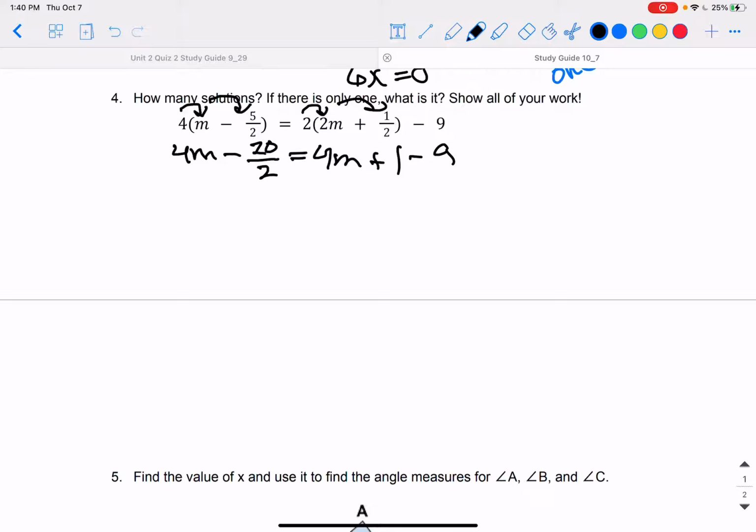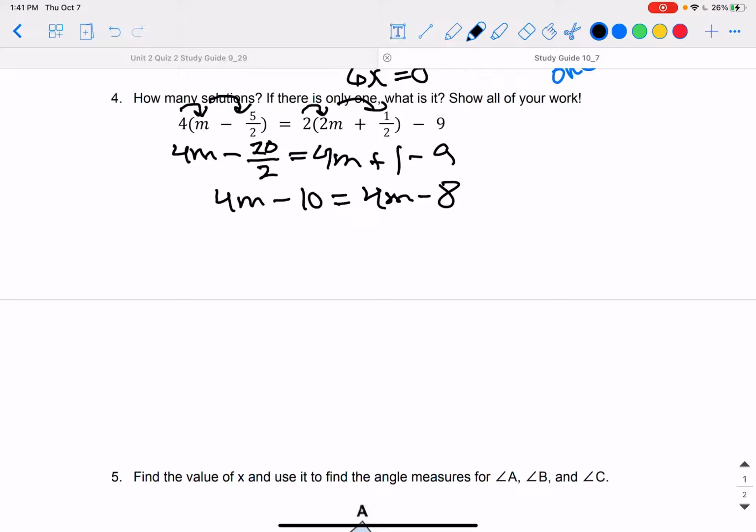So 20 over 2 I know is 10. So we have 4m minus 10. Don't forget to bring the sign with it. Equals 4m. Okay, so 1 minus 9. Be careful here because it might be tempting to say, oh, 1 minus 9 is negative 10, because I want these sides to be the same so that I can say there's infinite solutions. Well, don't rush through it, because that's a positive 1 and a negative 9. So when you combine them, you get negative 8.